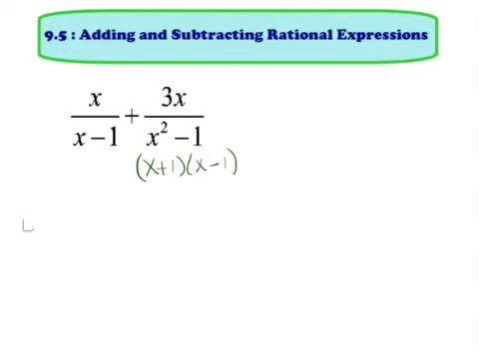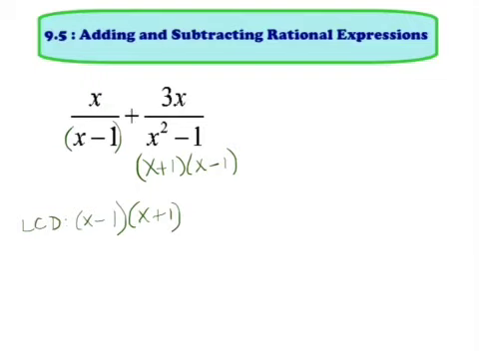And now I'm going to identify that common denominator. I know I need an x minus 1 from the first fraction. So now I'm going to check this second fraction. It has an x plus 1, so I need an x plus 1. It has an x minus 1. Well, I've already written that down, so I don't need another one. So my common denominator is x minus 1, x plus 1.